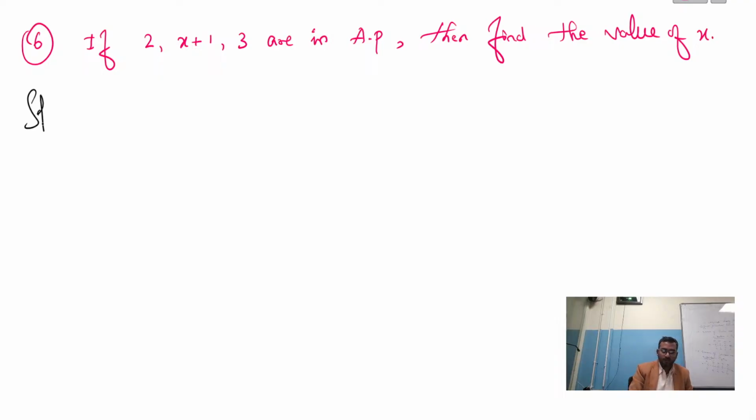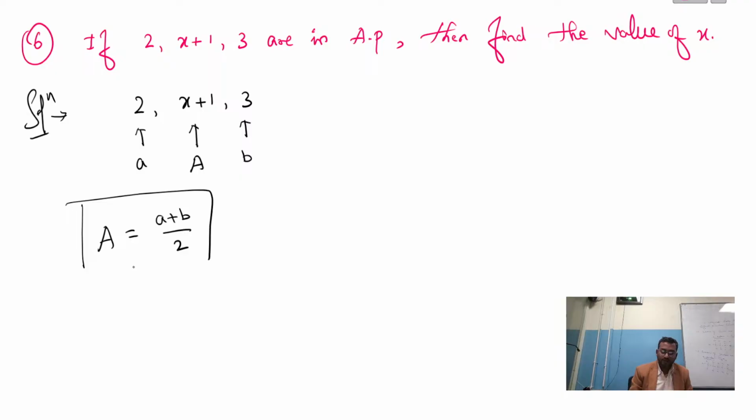Now how to solve this problem? As you know, we have 2, we have x plus 1, we have 3. They have given only 3 terms. Now I am going to take the first as small a, x plus 1 as capital A, that is the arithmetic mean, and let me take this as small b. Now we have the formula, capital A is equal to a plus b by 2. This I have already discussed in the previous class.